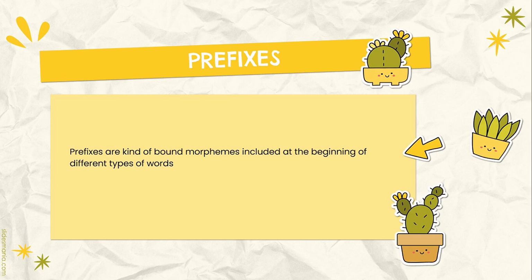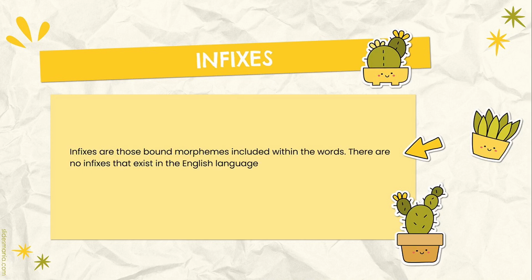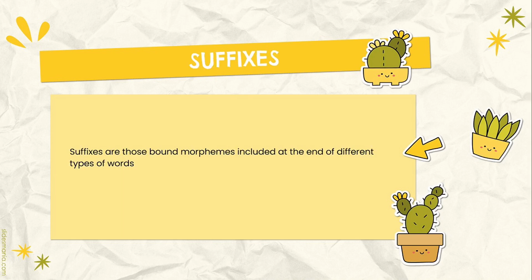Prefixes are kinds of bound morphemes included at the beginning of different types of words. Infixes are those bound morphemes included within the words. There are no infixes that exist in the English language. Suffixes are those bound morphemes included at the end of different types of words.